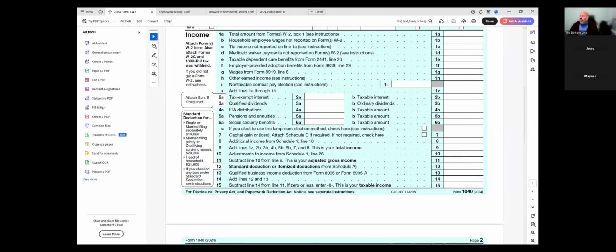So line 8 will record the total amount of those two items together. And then on your 1040, you're going to add all that together before you get the amount of your taxable. That's a part of your total income.